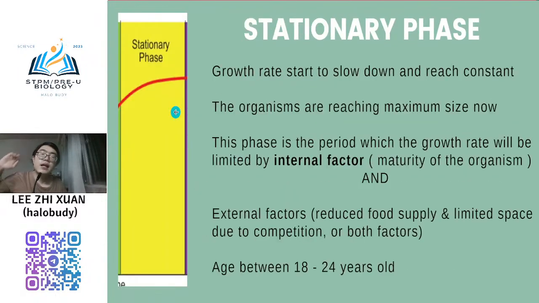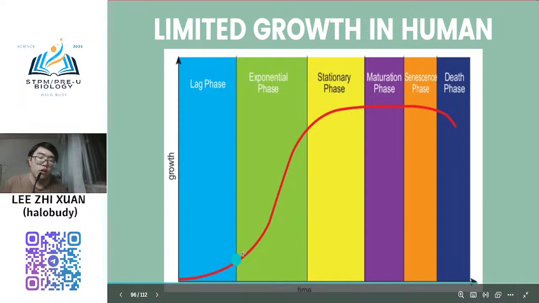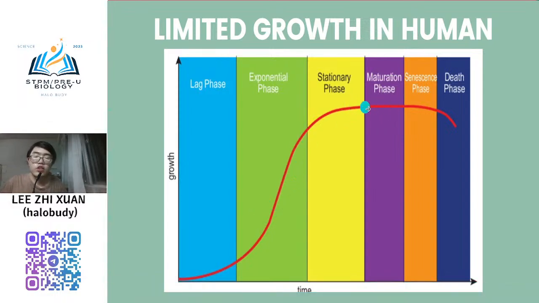The first one is about the limited growth in humans. So I think this graph I don't need to explain very much. I think you already learned this graph from primary school until now. This is the basic growth pattern in human. So it's a limited growth. Your growth will increase until it reaches the maximum, then it will decrease. When it decreases, it will go to death phase.